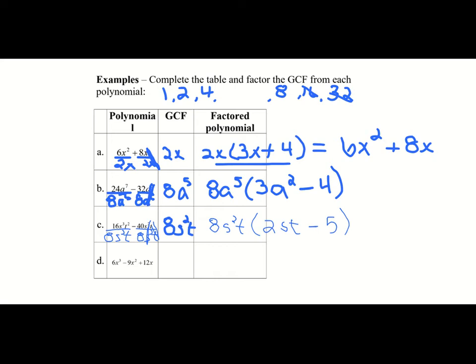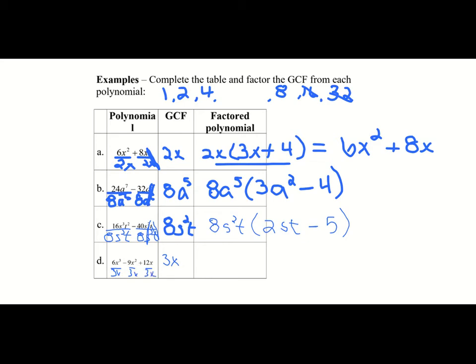Let's take a look at D. We have 6x cubed minus 9x squared plus 12x. Again, my greatest common factor here, I know the largest number that will go into all three of these would be 3. And then we have x cubed, x squared, and x. My lowest power is x, so my greatest common factor here is 3x. So I'm going to divide by 3x.